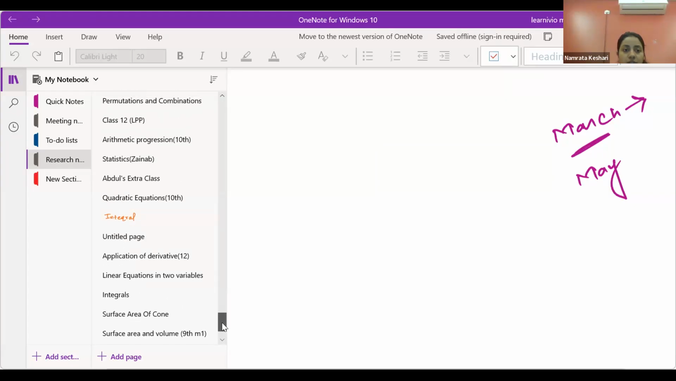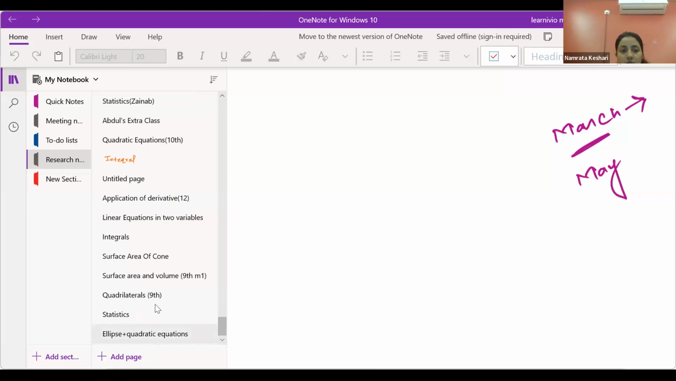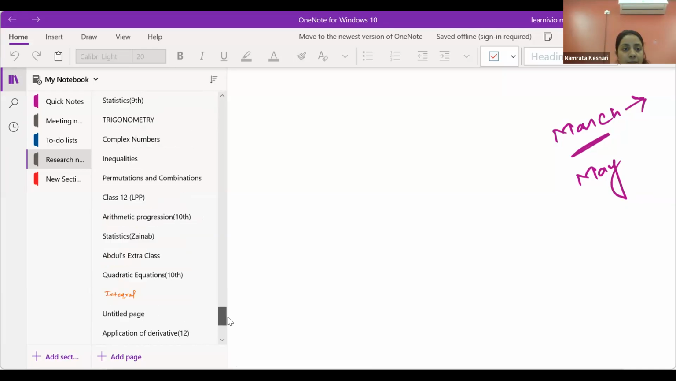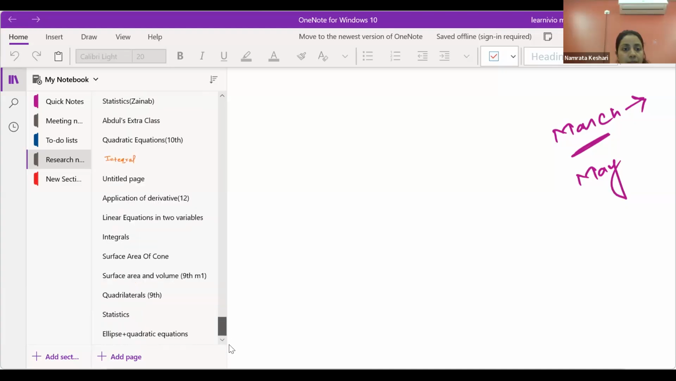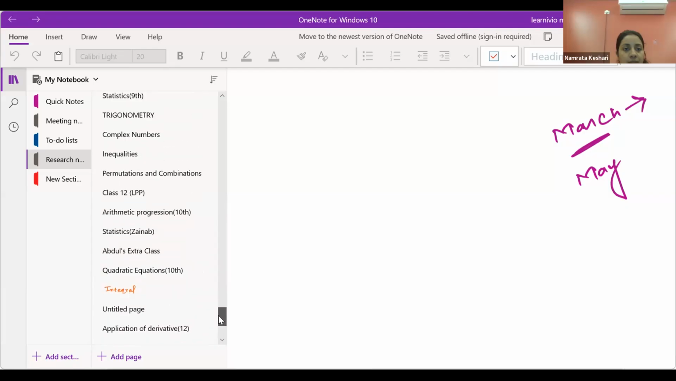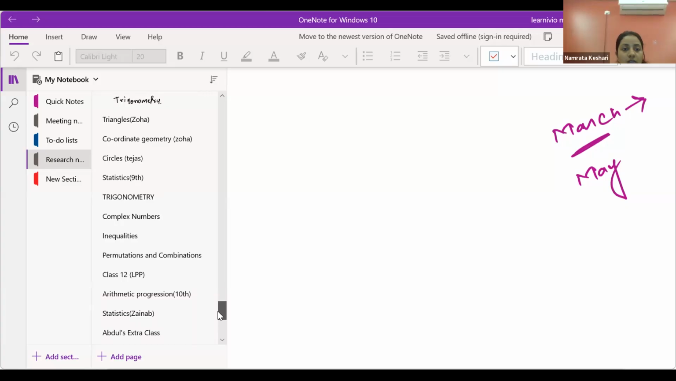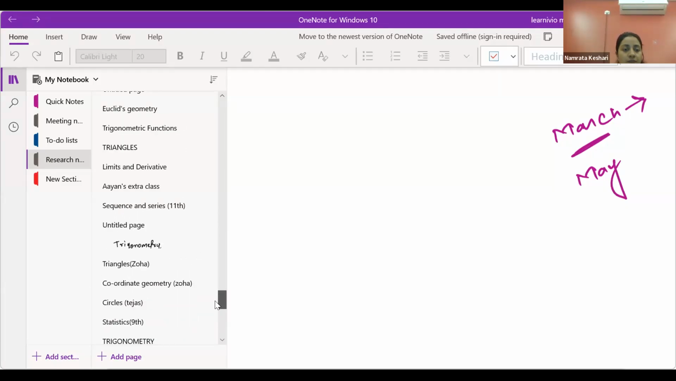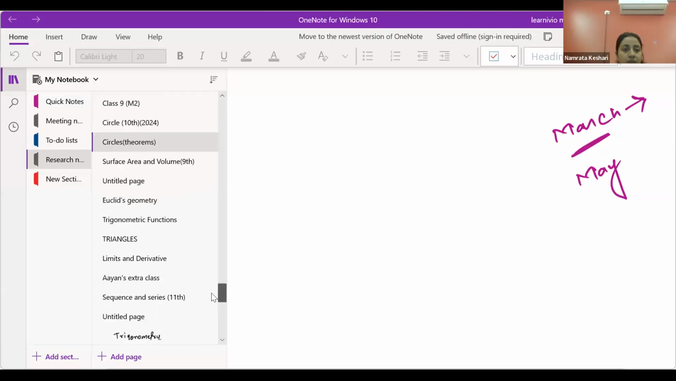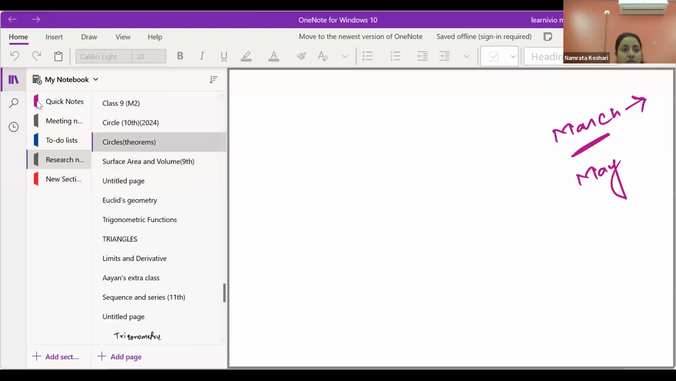And in case you have recently practiced all the theorems, then you can let me know what else you want to do over here. Do you want to do anything else? Any other chapter? Revision? No. Okay, so let's continue with circles.